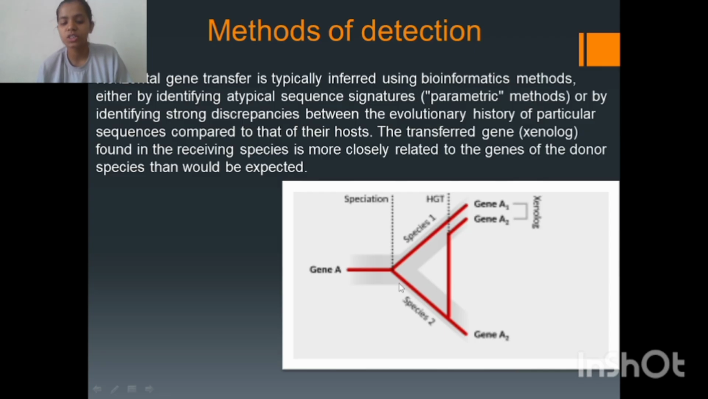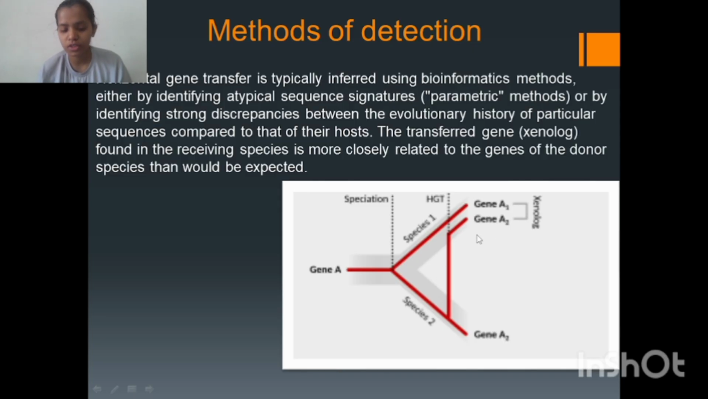After speciation, species 2 carries only one copy of the gene, that is gene A2. However, species 1 contains two related genes, that is gene A1 and gene A2. This difference is not due to normal inheritance. Instead, species 1 acquired an extra gene through horizontal gene transfer. In this process, genetic material is transferred between organisms and not from parent to offspring. This commonly occurs in bacteria through transformation, transduction, and conjugation, the three mechanisms we have seen earlier.